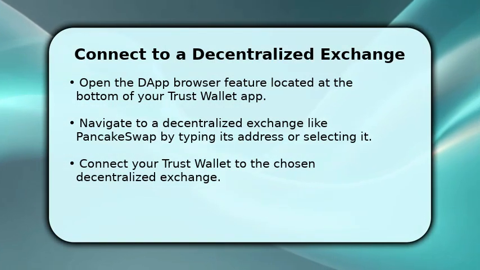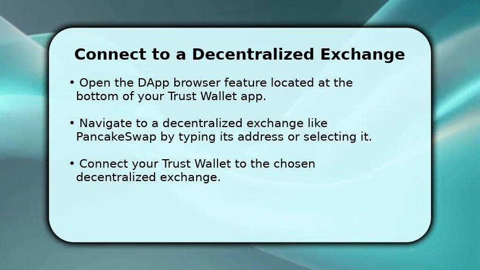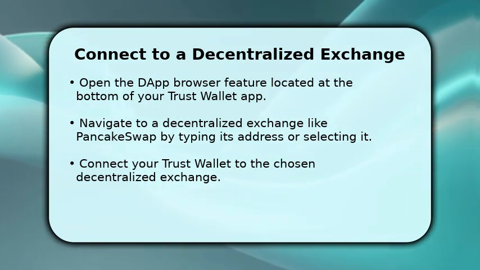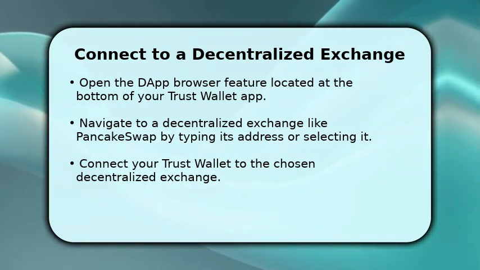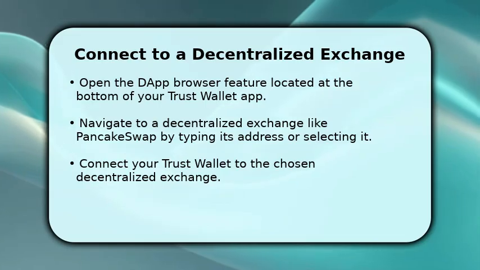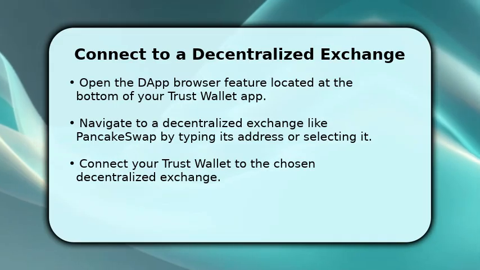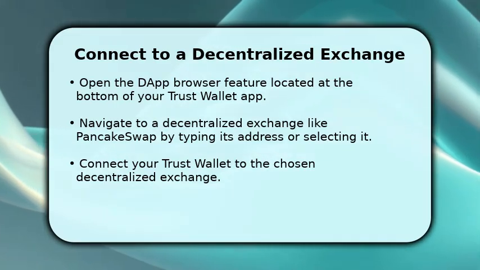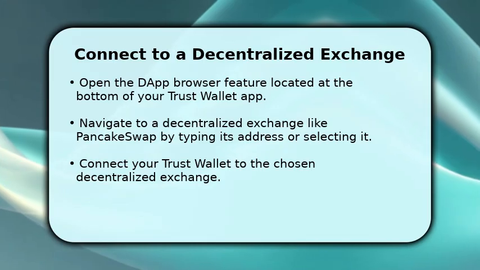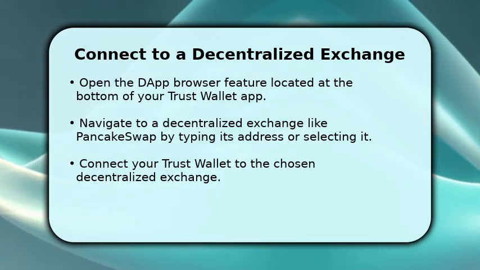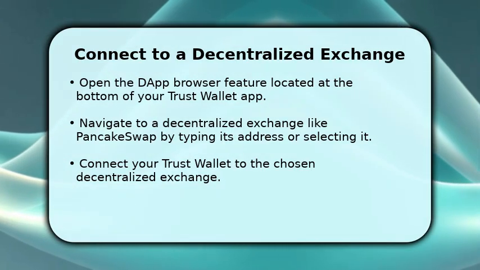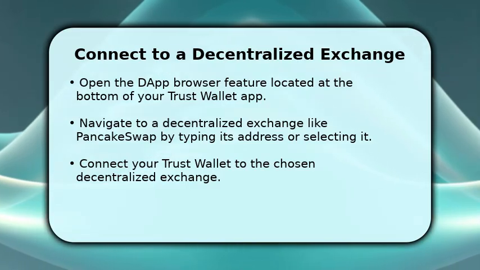Next, you'll connect your wallet to a decentralized exchange. Open the D-App browser, which you'll find at the bottom of your Trust Wallet. Then, search for or select a popular decentralized exchange such as PancakeSwap. Once on the exchange's website, tap the Connect Wallet button and choose Trust Wallet. You'll receive a prompt in your wallet. Simply approve the connection to link your wallet securely.